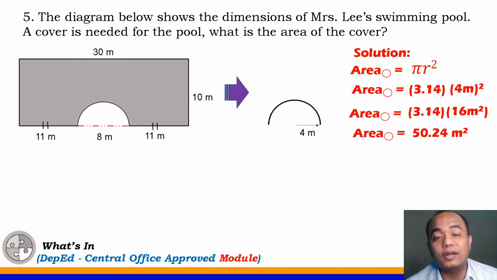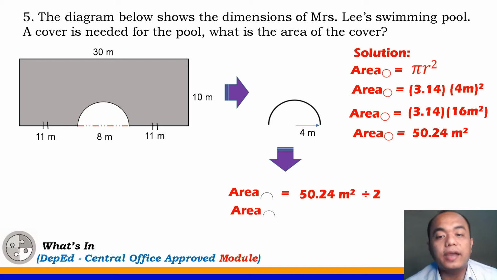This is the whole circle, class. Pero kalahati lang yan eh. So, this is not yet the final answer, di ba? So, what will we do para makuha natin yung area ng kalahati niyan? Siyempre, kukunin din natin yung kalahati ng 50.24. So, we will divide by 2. So, here's how. We have here the area of the semicircle equals yung 50.24 sa buong circle, i-divide natin yan sa 2 para makuha natin yung area ng semicircle which is 25.12 square meters.